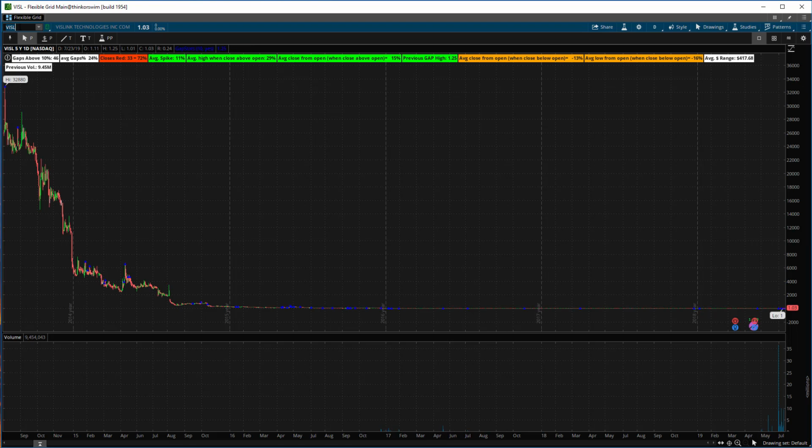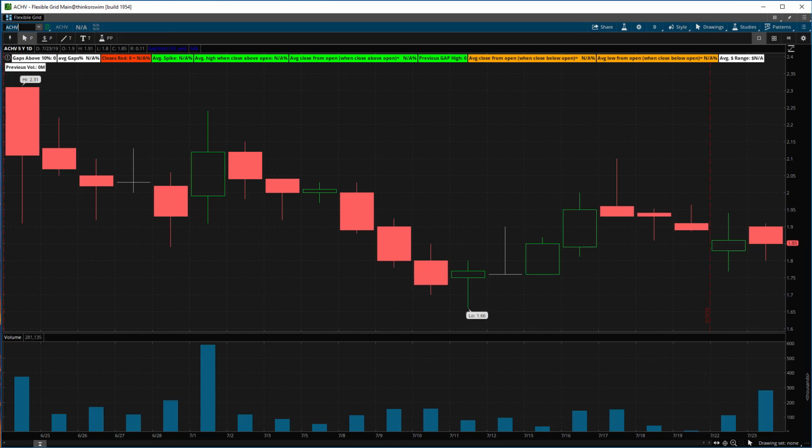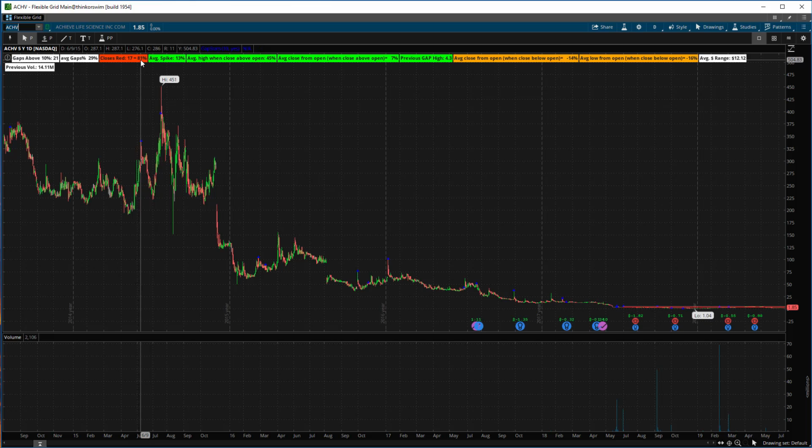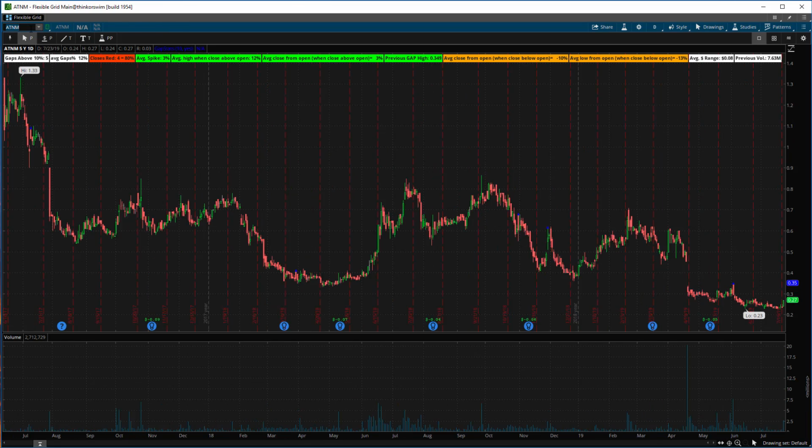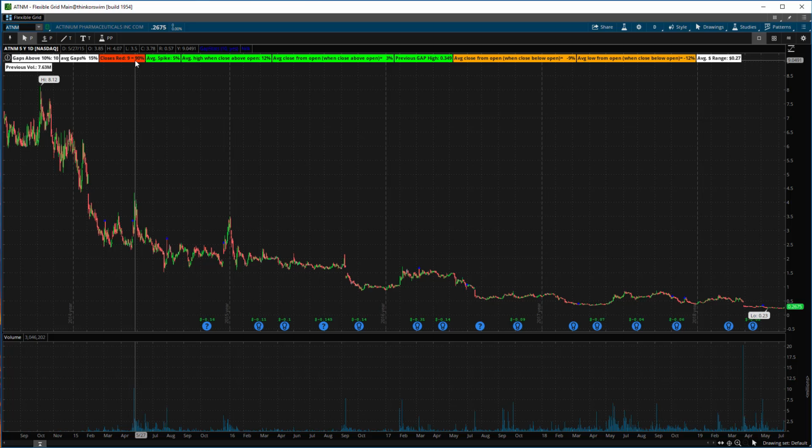And there are other stocks out there like ACHV, which closes 81% of the time red. But if you take other trades, like what I currently watch on my screener, let's go to ATNM, and you see 90% of the time. So you have a huge edge by just using that tool, and you don't have to do it manually.